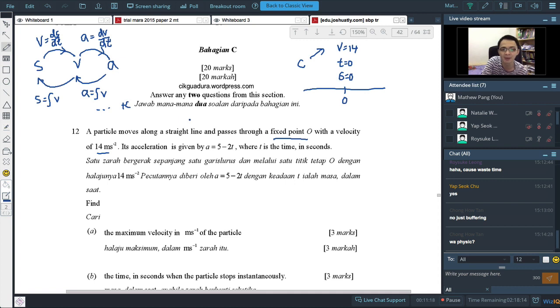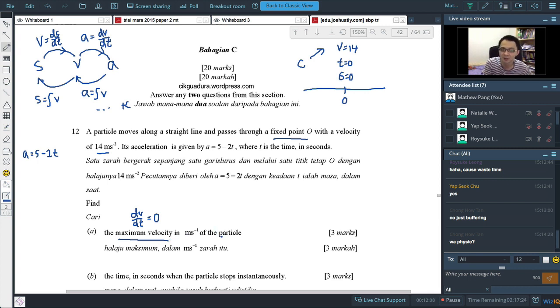So we have this information, and then we have an equation, A equals 5 minus 2t. The first part asks you to find the maximum velocity. Whenever we see maximum or minimum, what does it mean? For maximum velocity, dv dt equals 0. If the question says maximum displacement, that means ds dt equals 0. If the question says minimum acceleration, that means da dt equals 0. You just differentiate that component, and then make it become 0. So in this case, maximum velocity means differentiate v and you will get 0.